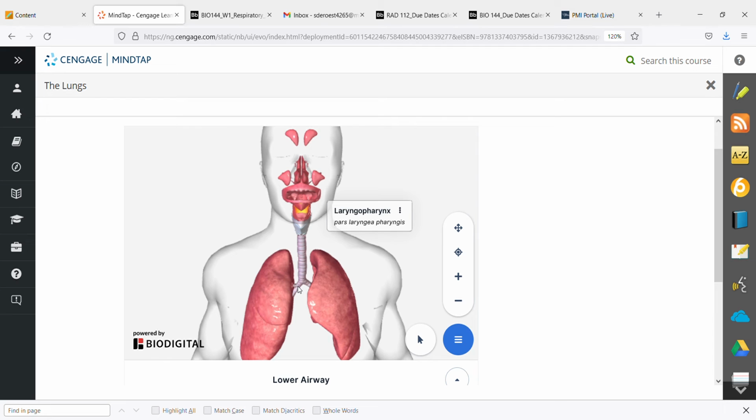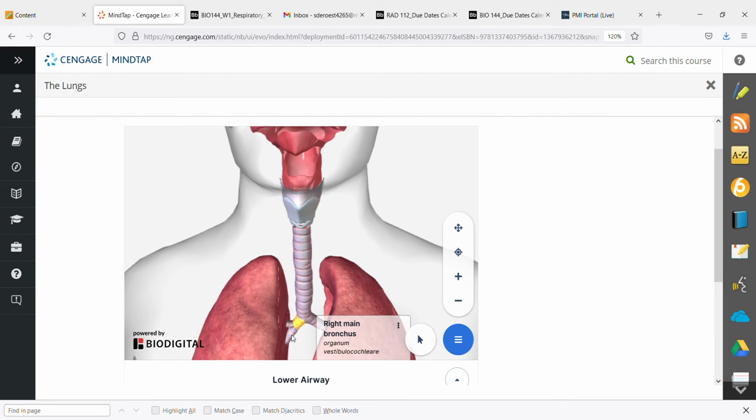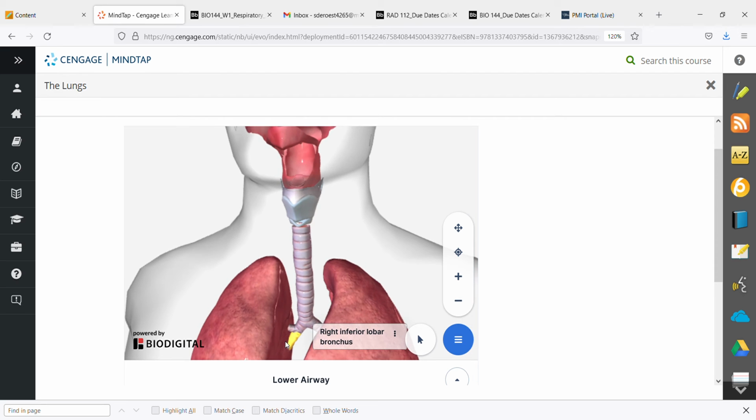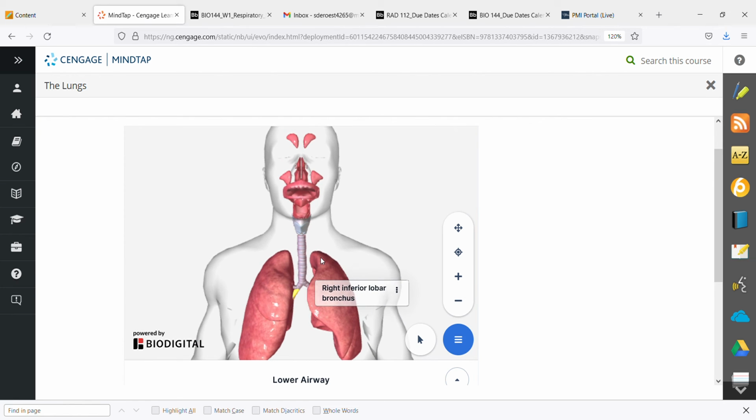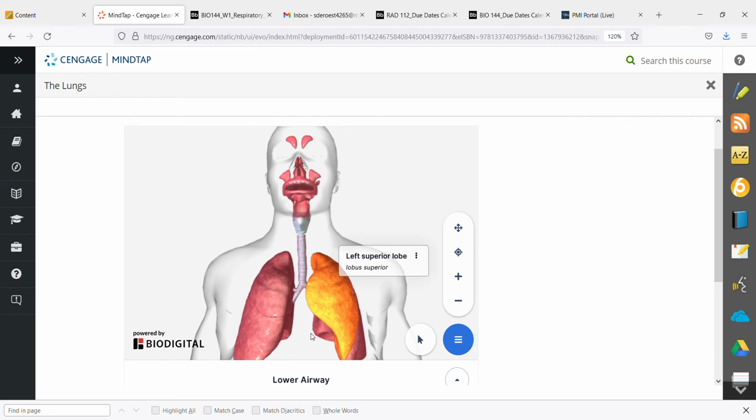The right main bronchial tube is here, and then you have the other bronchial tubes. The left main one is here, and then superior and inferior bronchus tubes for the lungs, and those connect to different points. They go into the lungs and give us the alveoli.